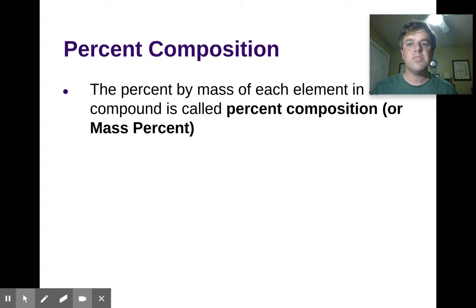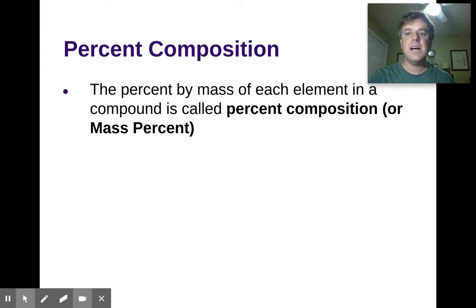So, percent composition is the percent by mass of each element in a compound. For instance, even though water is two hydrogens and one oxygen, since hydrogen has a mass of just 1 gram per mole and oxygen has a mass of 16 grams per mole, oxygen is going to have a much higher percent by mass, even though it only makes up one out of every three atoms, because each oxygen atom is 16 times as heavy as a hydrogen atom.